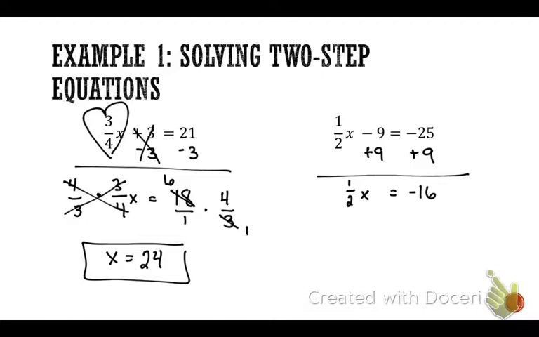Now, what do we do to get rid of the fraction? All right, you have the other one to look at. How do I get rid of the fraction? KFC. Did you flip the fraction to 2/1 and then multiply the other side by 2/1? Okay, so now x equals -32.